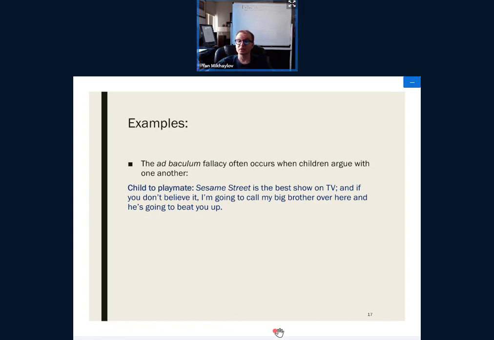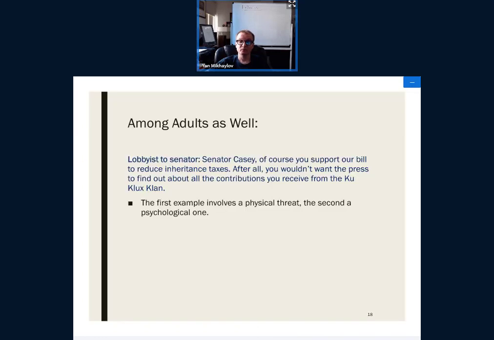Do adults make this kind of fallacies? Well, yes, they do sometimes, deliberately. They can say something like this, a lobbyist to a senator: Senator Casey, of course you support our bill to reduce inheritance taxes. After all, you wouldn't want the press to find out about all the contributions you received from the Ku Klux Klan. Note that the logic is essentially similar. Like, you will vote for it. Why? Well, not because it's a good bill, but because we are threatening you.